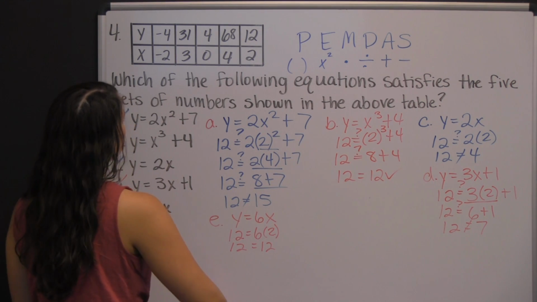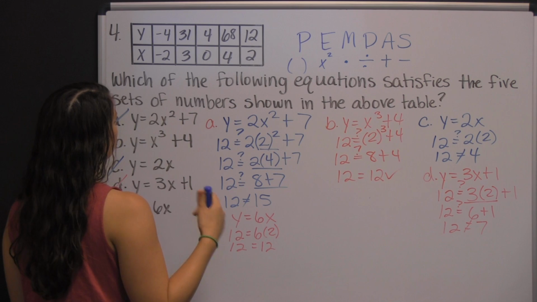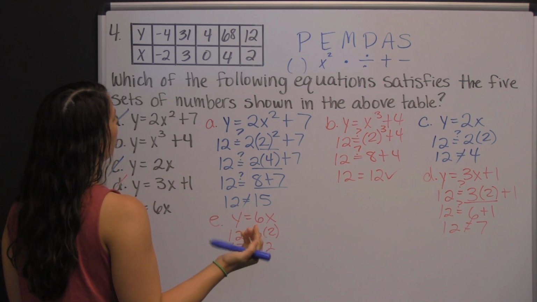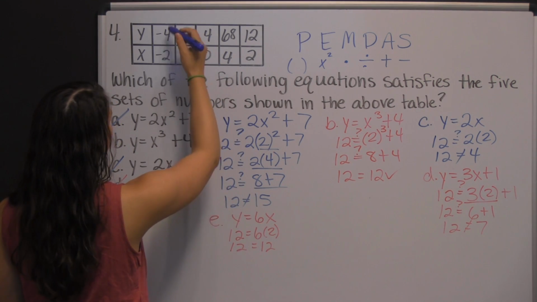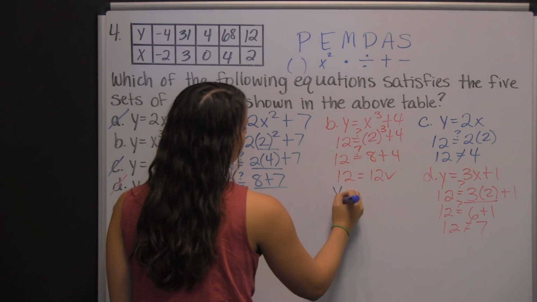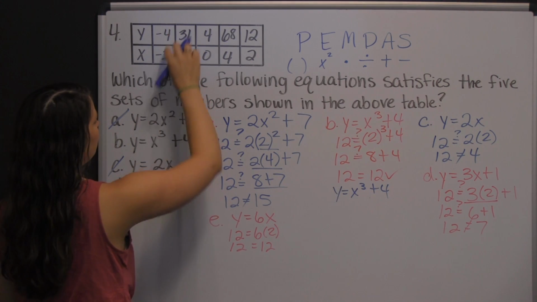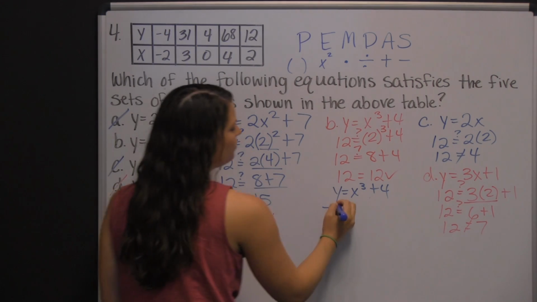So let's just pick another set of numbers. Again, you want to keep it easy. You don't want it to be too hard. How about -2 and -4? So I'm going to try the same equation again, but using another set of numbers. So this time the y is -4.